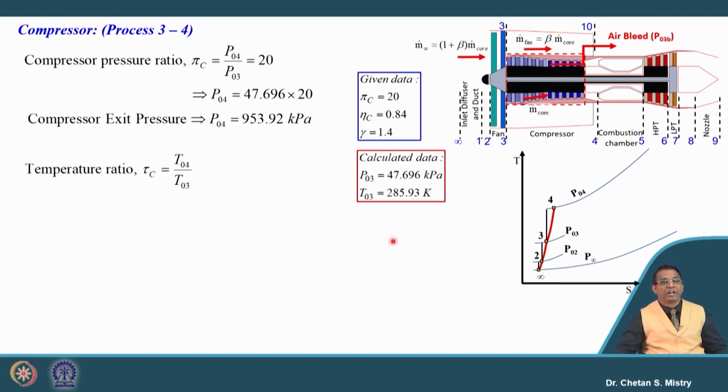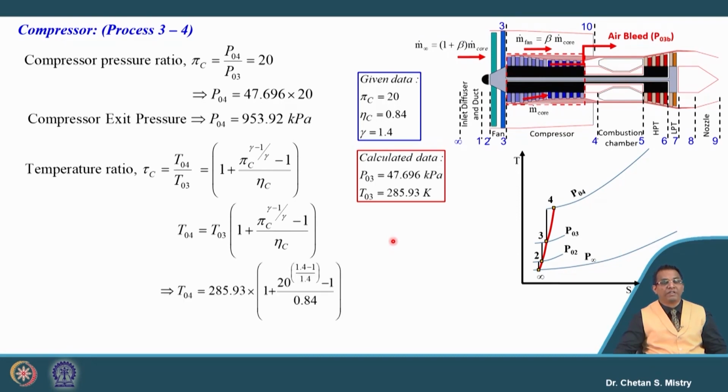This temperature we are calculating based on our temperature ratio. This temperature ratio is a function of the pressure ratio and the compressor efficiency, that is our isentropic efficiency. This isentropic efficiency is given as 84% and the pressure ratio is given as 20. So, we will get the compressor exit temperature to be 746.67 Kelvin.